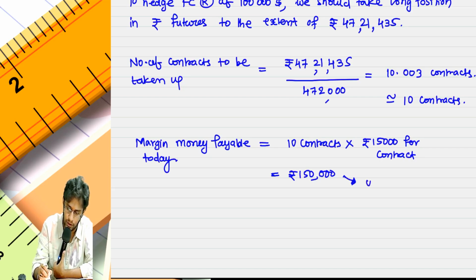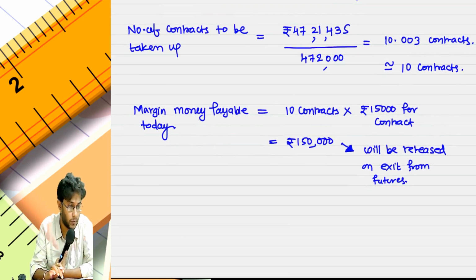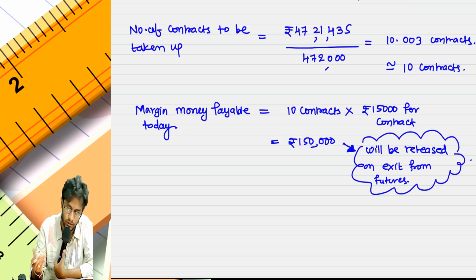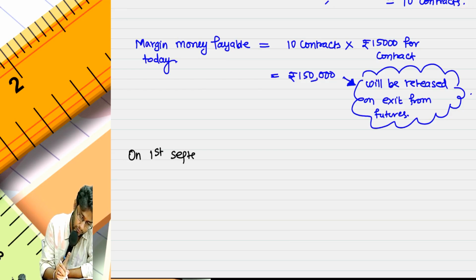Margin money payable today will be released on exit from futures. So you paid and they'll give it back to you. That's all. Today's drama is over. Directly move on to the maturity date, or 1st of September.